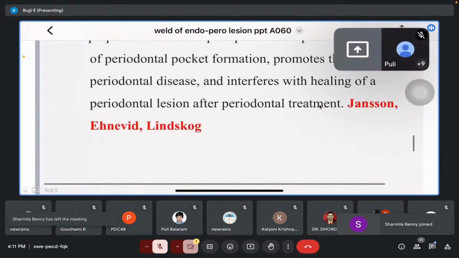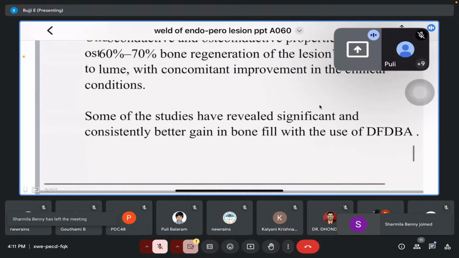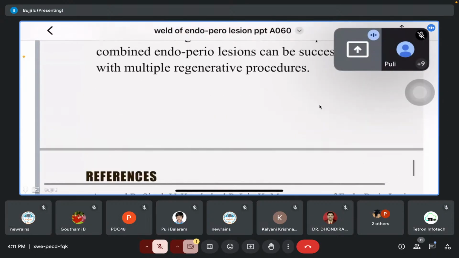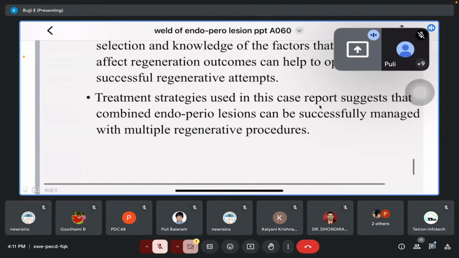By this we concluded that when we treat both endodontically and periodontically, multi-departmentally, there is success for the case. Thank you, sir.